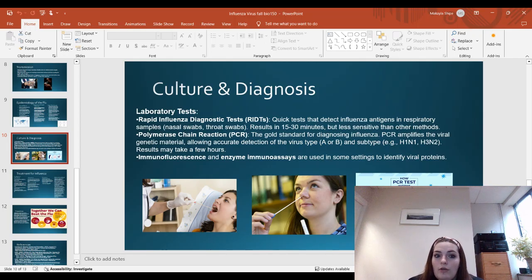PCR amplifies the viral genetic material, allowing accurate detection of the virus type, A or B, and subtype, for example, H1N1 or H3N2. Results may take a few hours for this test. We also use immunofluorescence assays, and enzyme immunoassays are also used in some settings to identify viral proteins. Once again, the most common are RIDT and PCR.